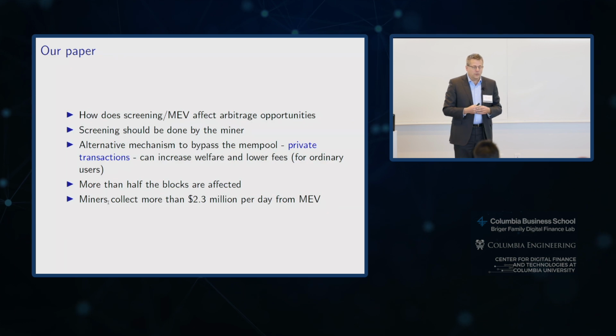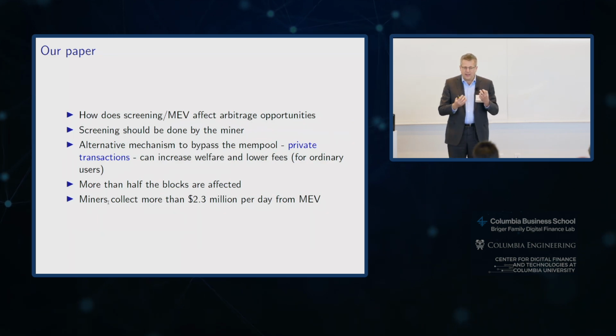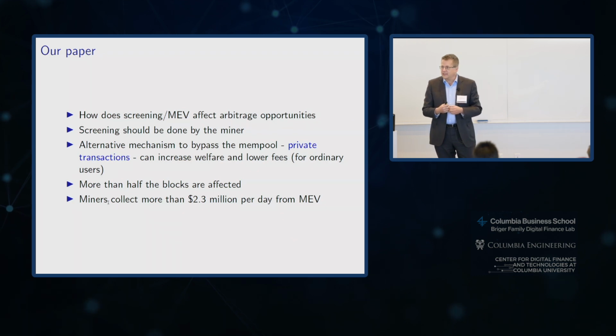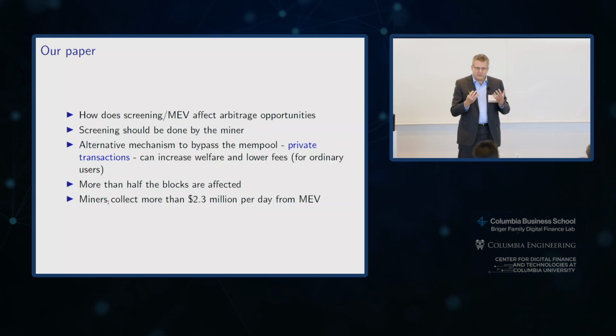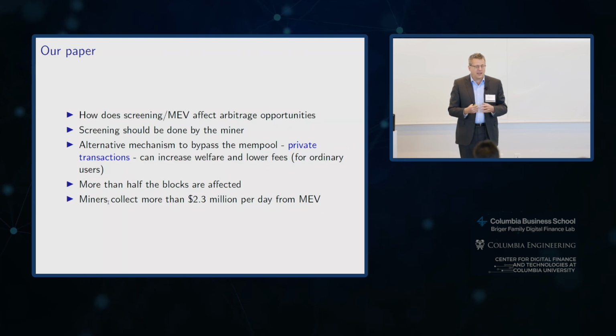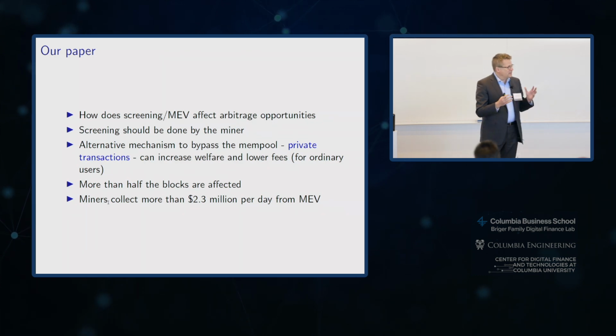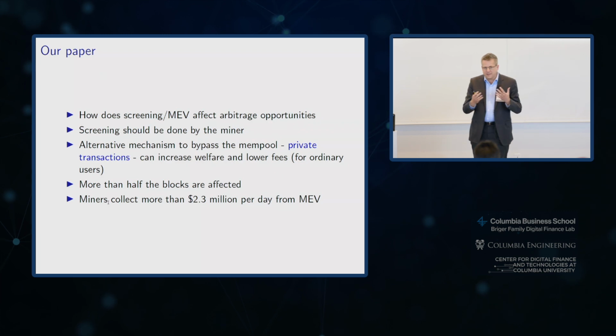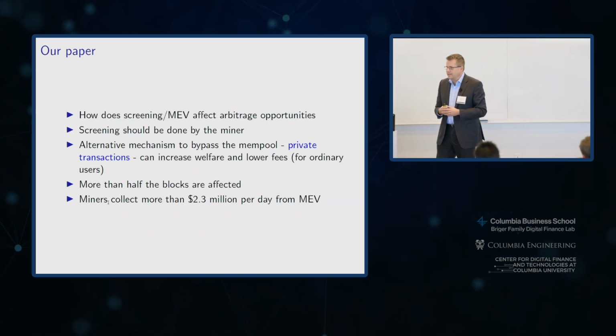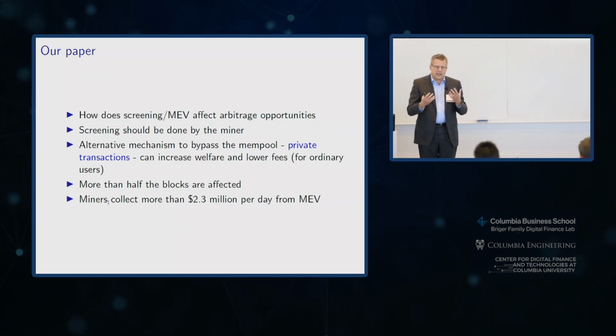So what do we want to do? We want to look at how the screening and the fee structure in general affect the finding of these arbitrage opportunities. We want to look at who should be the screener, should this be the miner or somebody else, and we find that optimally this is done by the miner. We also look at a private market for settlement, as we see in Flashbots and things like that, and we want to understand how this impacts fees for ordinary users.